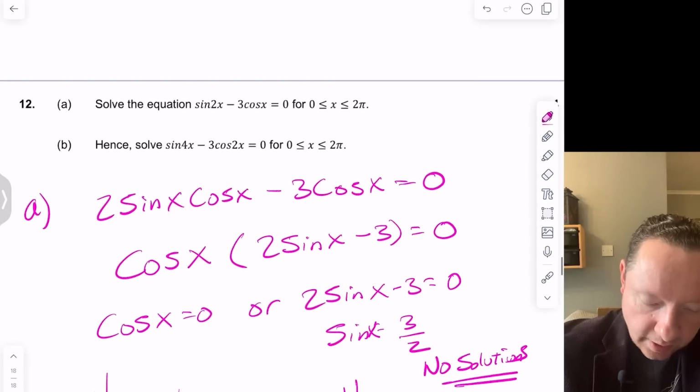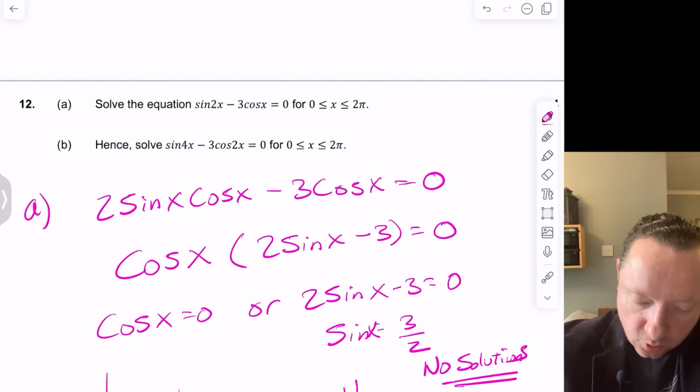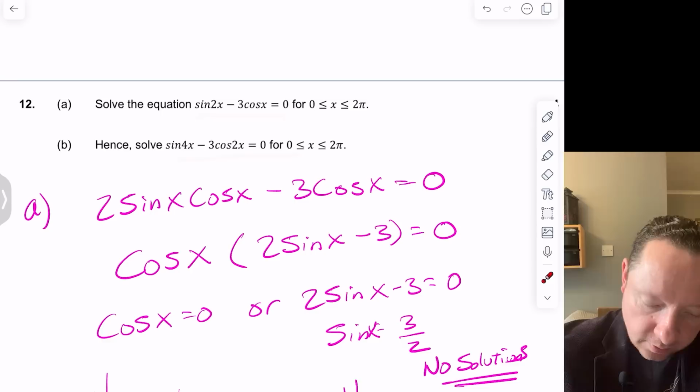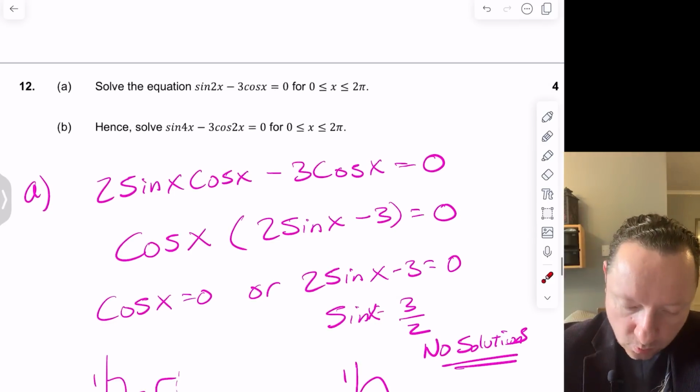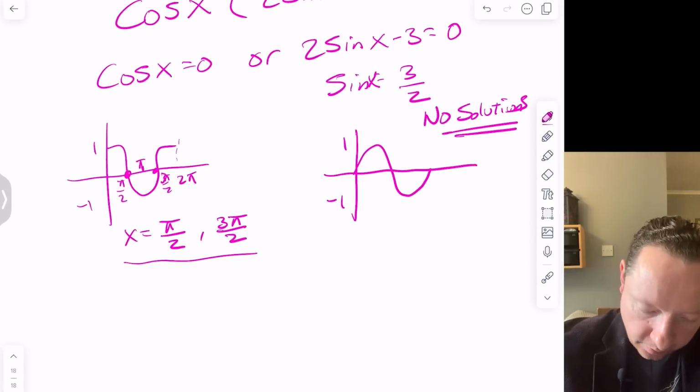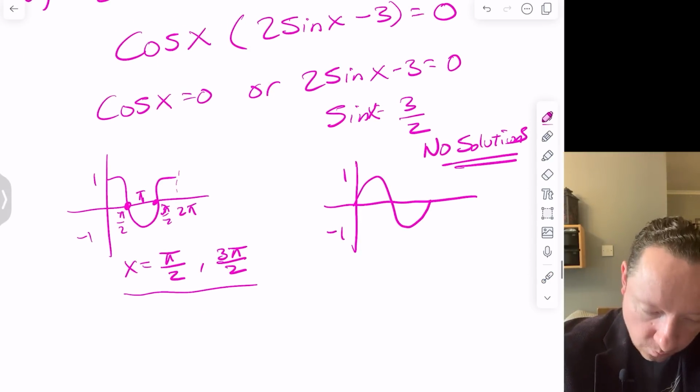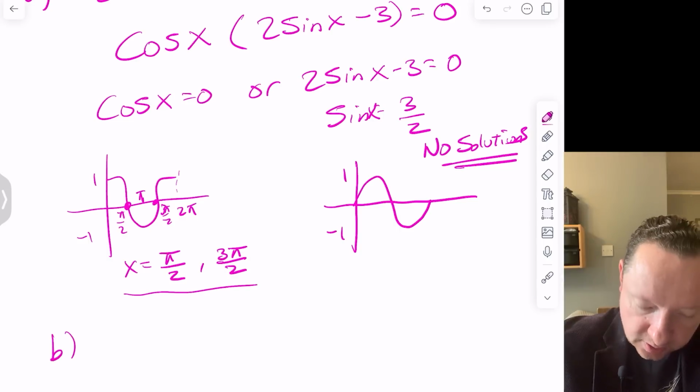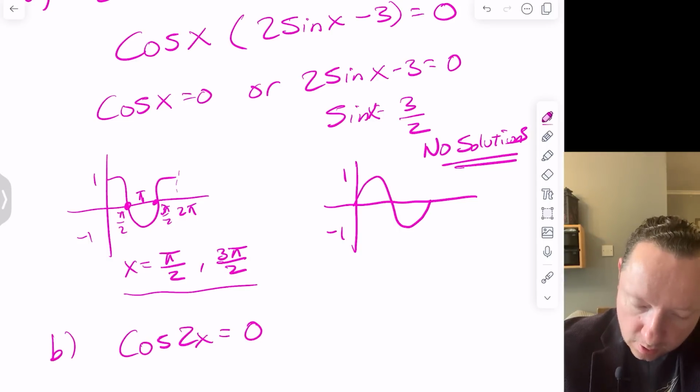Part B says, hence solve sin 4x minus 3 cos 2x. We'll just check to see the difference between this and this. It's exactly the same except the angle's doubled. So if the angle has doubled, that means that straight away the answers I got for part B, I could just skip ahead and say, well, cos not x but 2x would equal 0, and sin not x but 2x would equal 3 over 2.